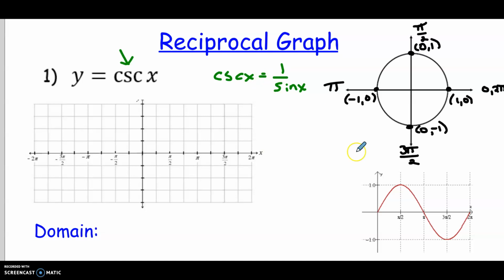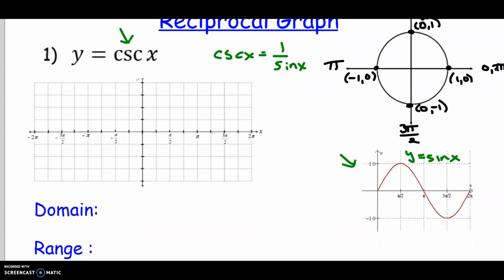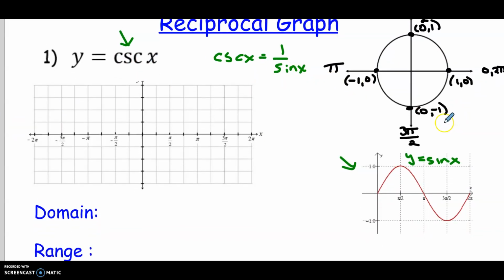Okay, so we know what the sine curve looks like. This is the graph of y equals sine of x. But now we're going to graph the reciprocal graph of that. All right, so there's two ways to look at it. If you are just more comfortable with the unit circle, you can always refer to the unit circle.